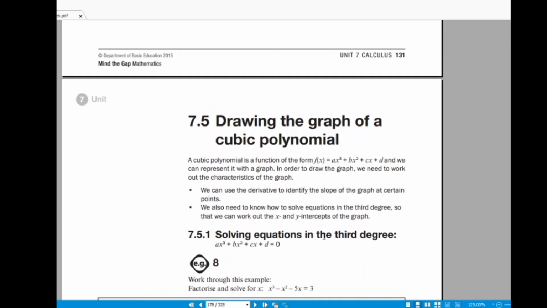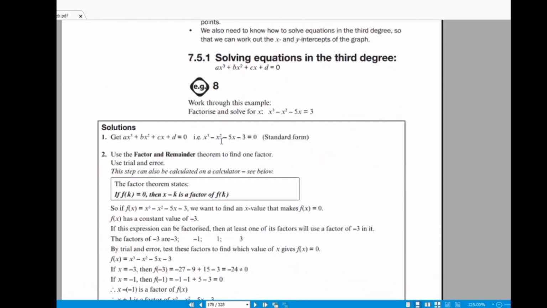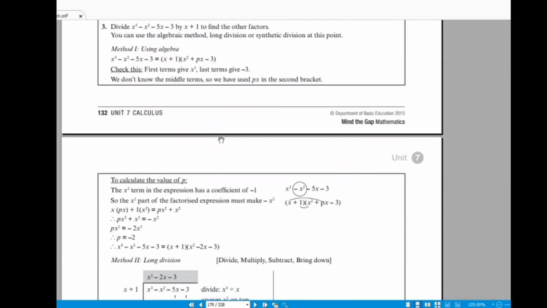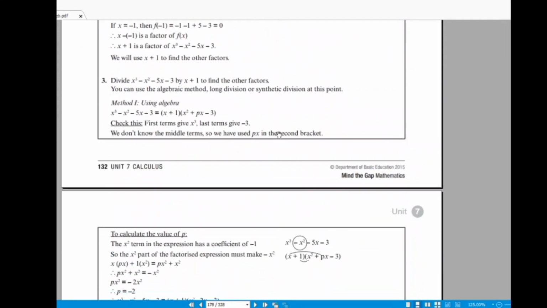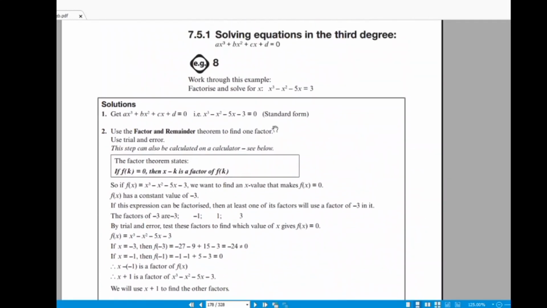So solving equations in the third degree, we're gonna use the Factor Theorem, and then after using the Factor Theorem, we will use the long division. But then if you prefer doing this using another method, that's fine. I just prefer a long division, right? So first things first, if maybe you need to factorize this equation here, x cubed minus x squared minus 5x minus 3, you'll need to use the Factor Theorem.